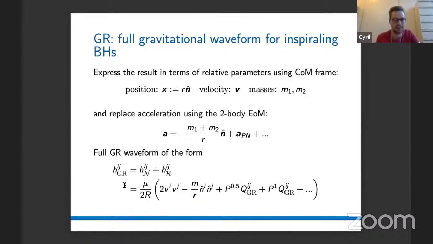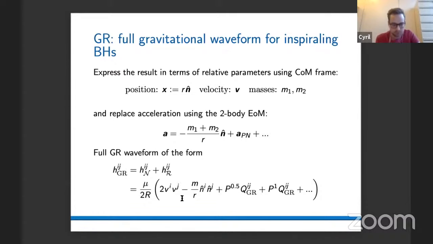So the solution looks like this. You add up the near zone and the radiation zone contributions, make the change of variable, and you get something of this form. Mu is the reduced mass, m1 times m2 divided by the sum of the masses. And you have a factor 1 over r. It makes sense because we neglected terms that decay faster than 1 over r, so the solution only decays as 1 over r.